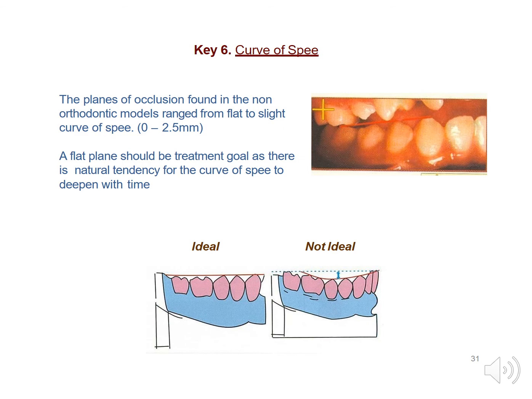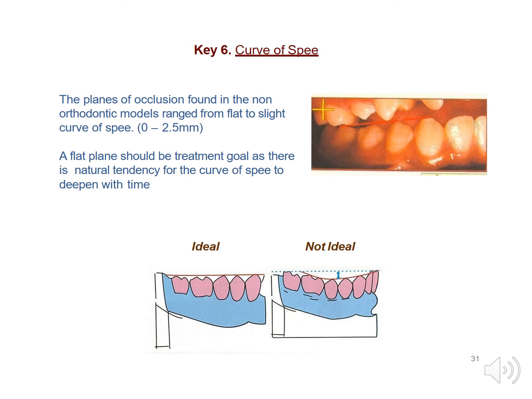Key number 6, curve of Spee. The plane of occlusion found in non-orthodontic models ranges from flat to slight curve of Spee. A flat plane should be the treatment goal, as there is a natural tendency for the curve of Spee to deepen with time.